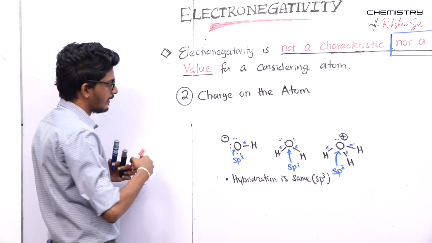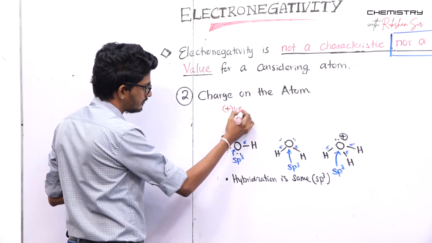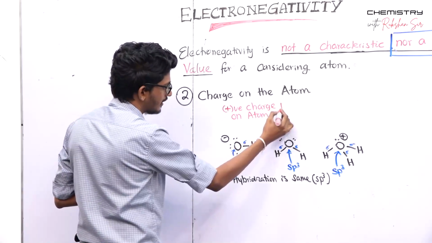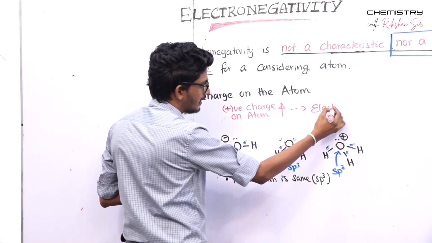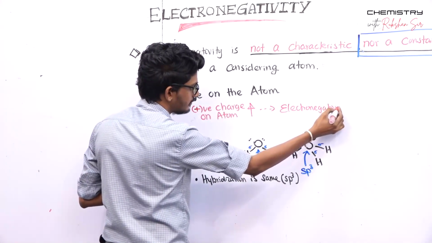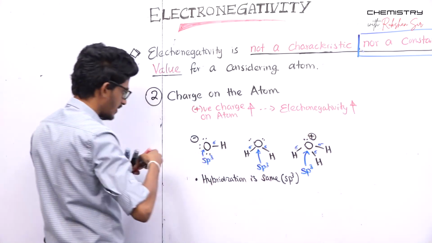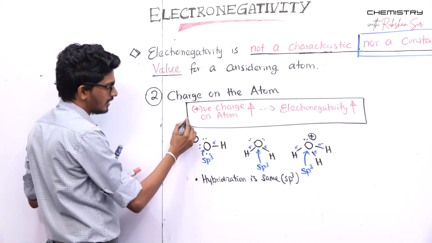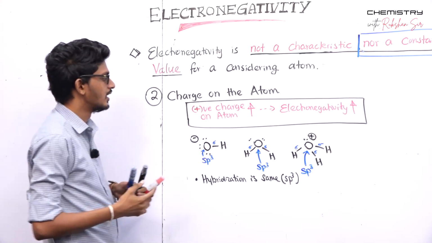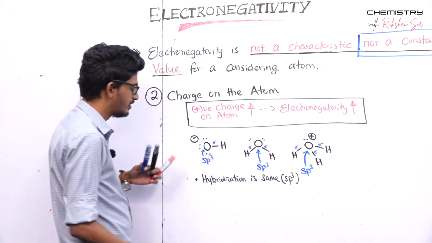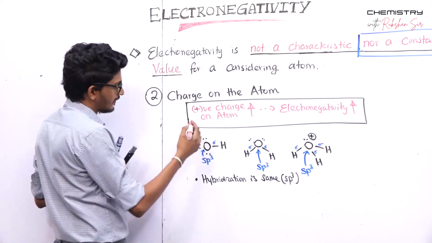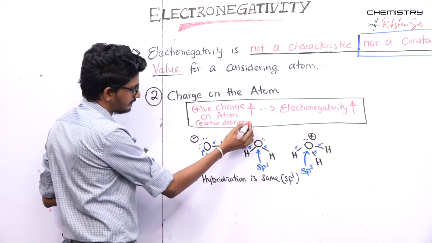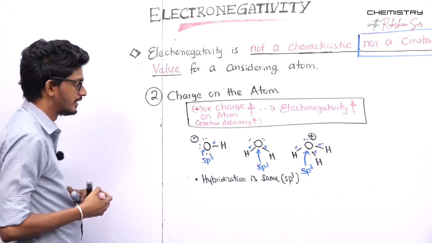It says when the positive charge on the atom is high, your electronegativity is high. When the positive charge on your atom is high, the electronegativity is high. It is very clear. When the positive charge on your atom is high, that means your electron deficiency is high.